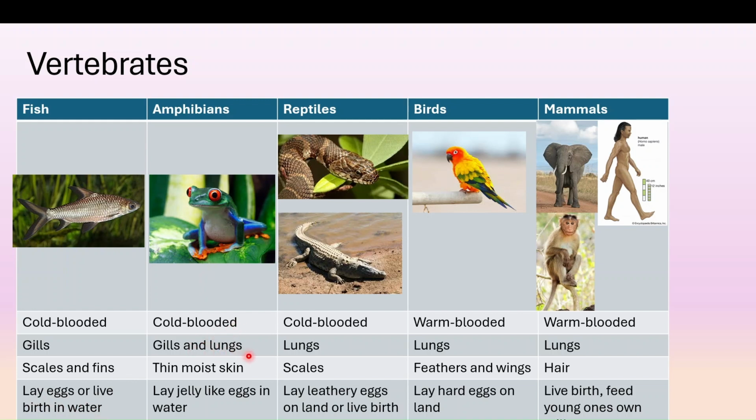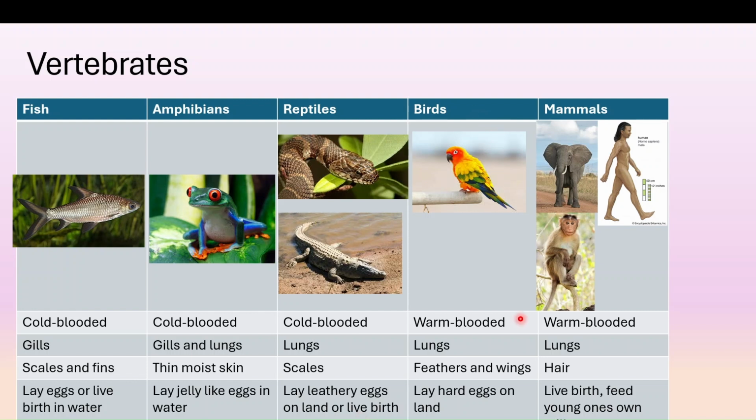Amphibians are cold-blooded. They have gills and lungs. They have thin, moist skin. They lay jelly-like eggs in water. Reptiles are cold-blooded. They have lungs. They have scales. And they lay leathery eggs on land, or they give birth to live ones.